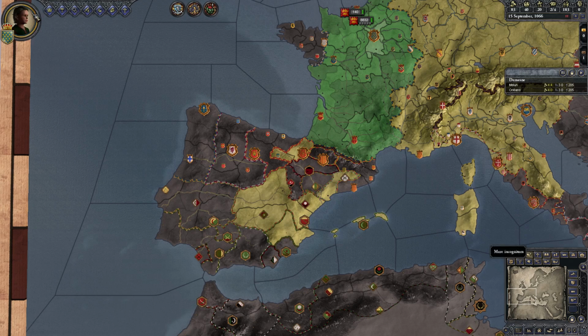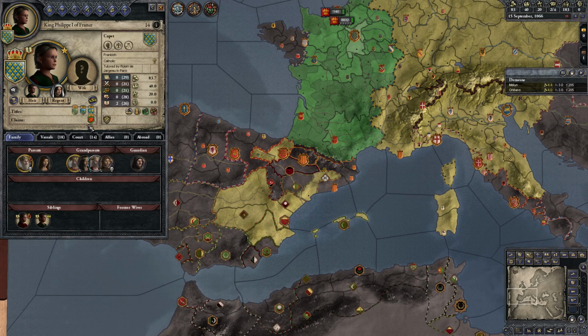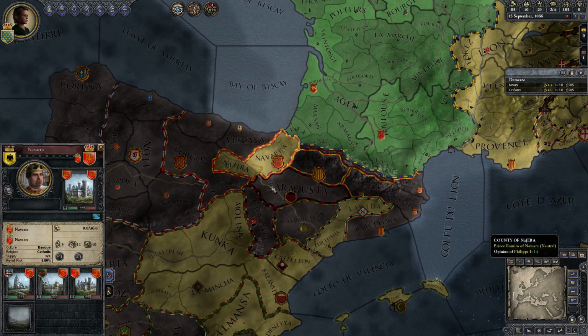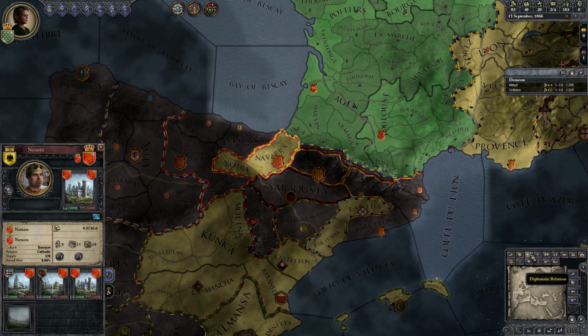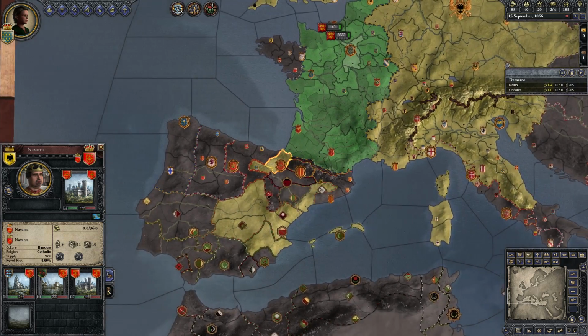So I've chosen King Philip of France as our actual character. You'll notice that we cannot attack everybody. We can only attack some of the Muslims, and they've got to be within a certain distance of us. I've also cheated and given myself a strong claim on the Kingdom of Navarra, just to show you here that when you have this diplomatic relations map mode enabled, you can see which counties you're actually allowed to attack.